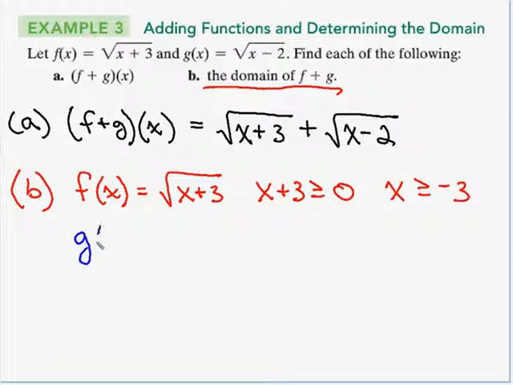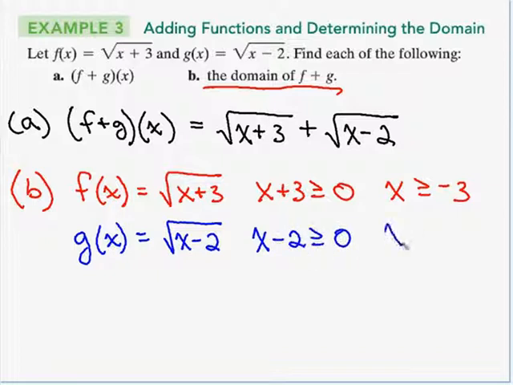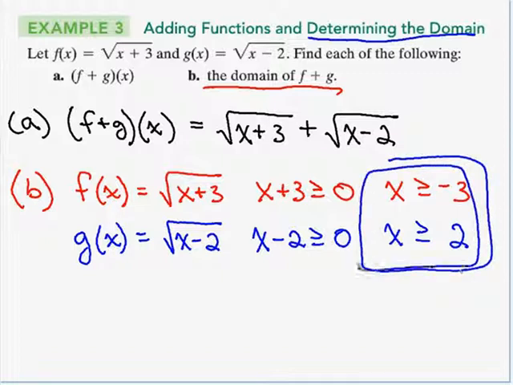And then for the other function, g of x, it has its own domain. g of x was radical x minus 2. So I want to set what's under that radical greater than or equal to 0. And add 2 to both sides. x must be greater than or equal to positive 2. Now the domain for the sum function, f plus g of x, is the intersection of these two. So what points do these individual domains have in common?